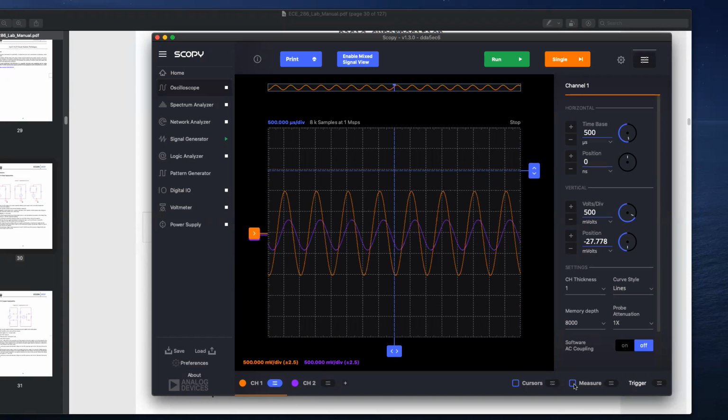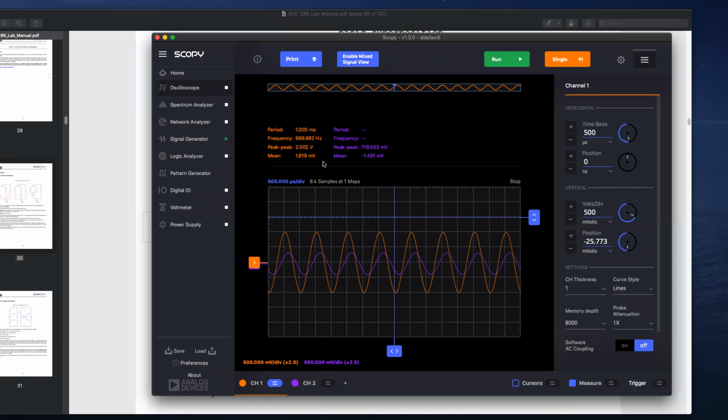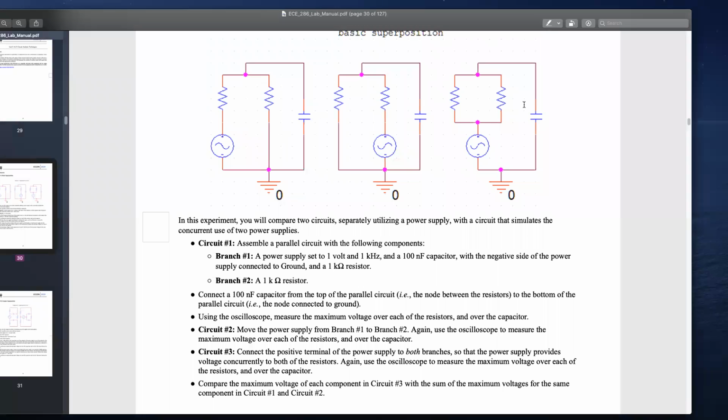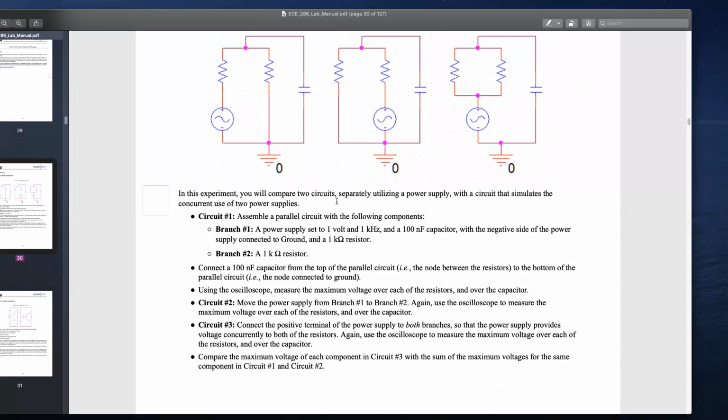If you click on that little blue box to the left of measure, you'll get the max voltage. As expected, channel 1 is measuring the input voltage, so it's 2 volts, and channel 2 is measuring the voltage drop across that resistor and that capacitor. Again, the resistor that I use is different from the resistor you are supposed to use in the lab, so you'll see a difference in your voltage for channel 2, which is the voltage drop across the parallel branch of the capacitor and resistor. Then you do this for the other 2 circuits, and that's essentially experiment 1.